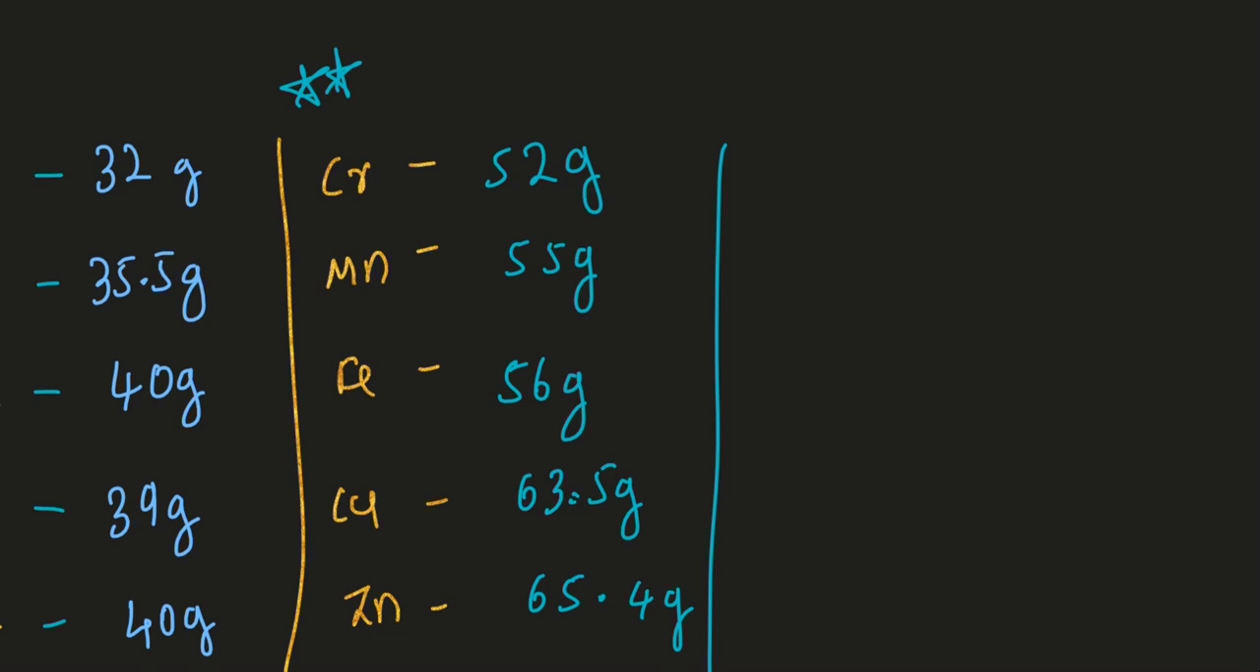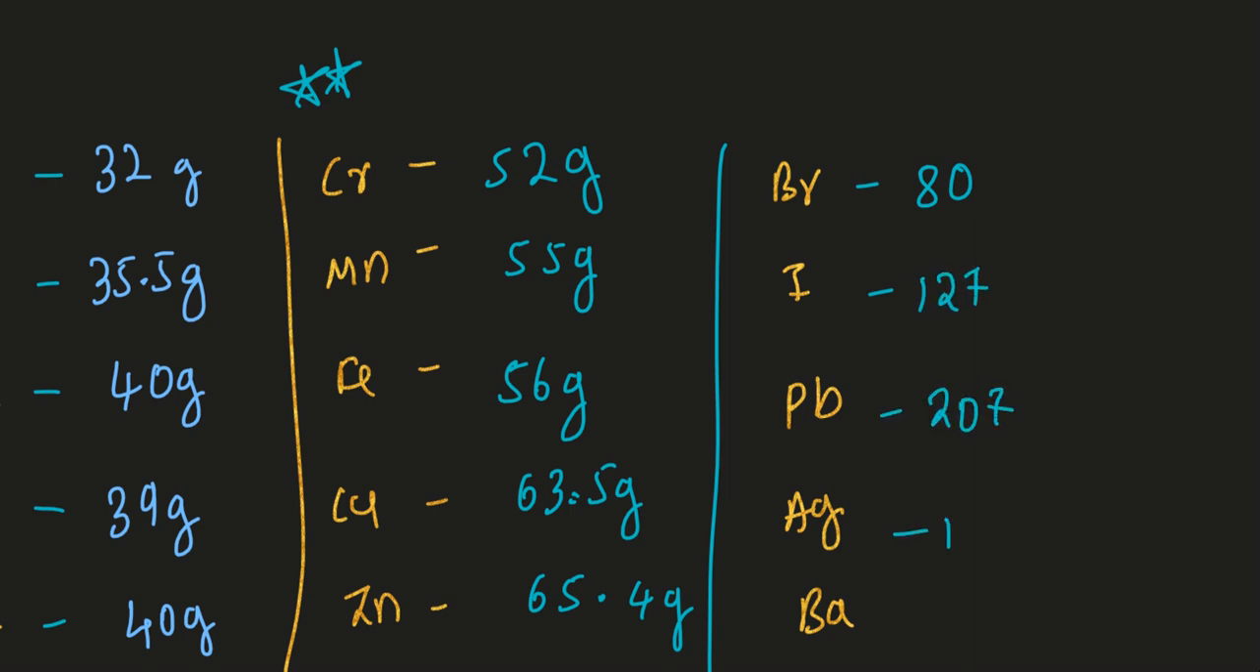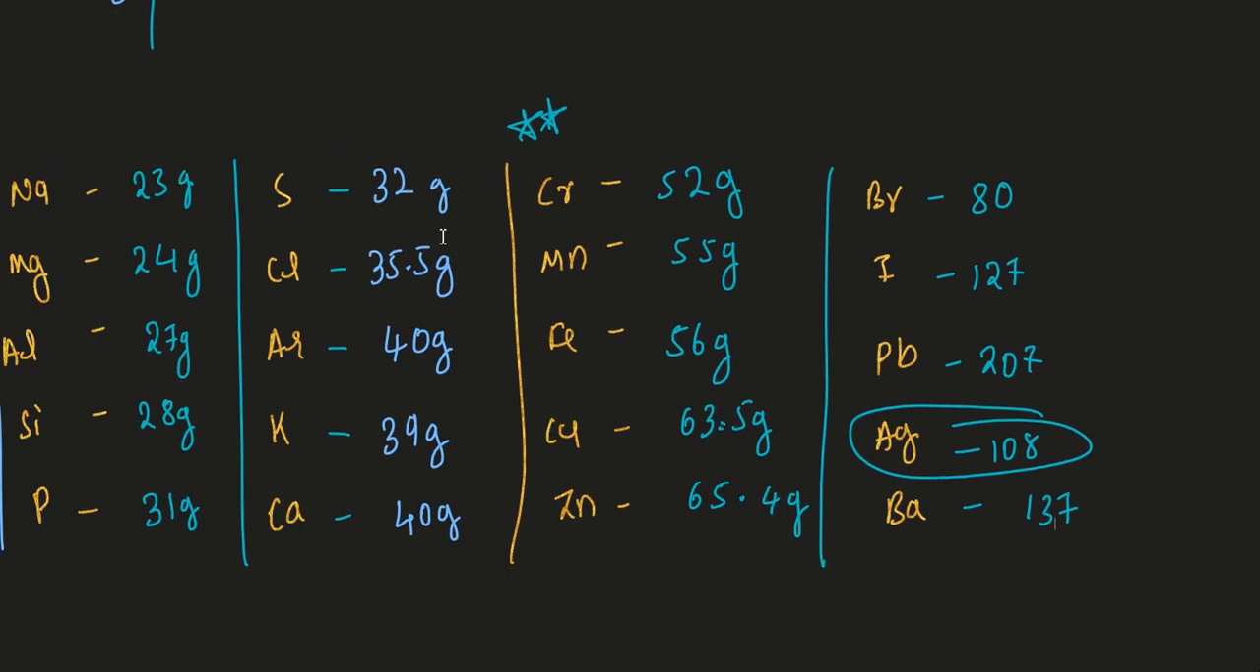Next few examples: bromine, iodine, lead, silver, barium. Coming to bromine, it is 80, iodine 127, lead 207, silver 108, like the way you remember in bio 108 specialty, right? Next is barium, 137. So these are a few important molar masses. I'll stop the class here. The remaining part we'll discuss in the next class.